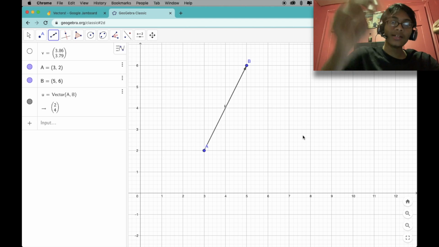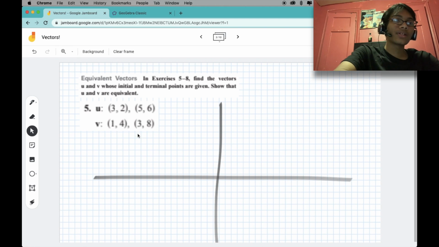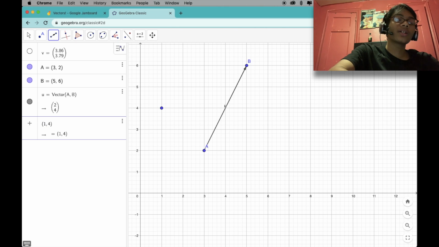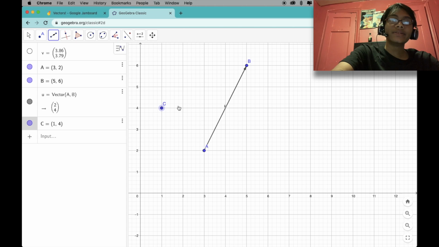Easy as that. All right, let's look at the other one. V, 1 comma 4. Where's 1 comma 4? Let's put it down. 1 comma 4 is right here. It's right there.